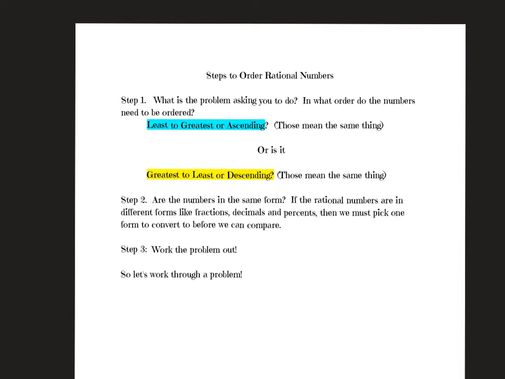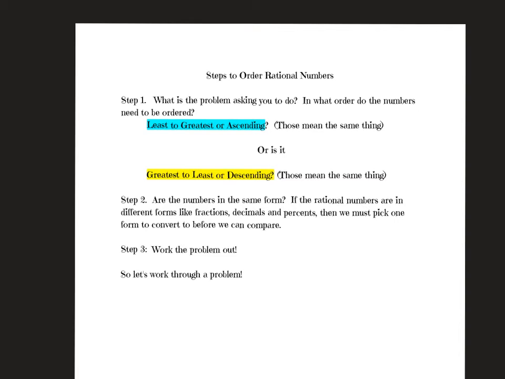So step 2, are the numbers in the same form? I can tell you in 6th grade, most of the numbers will not be in the same form. They will not all be fractions. They will not all be decimals. They will not all be percents. And so we want to pick one form and convert the numbers to the same form because that's really the only way we can compare and see which one is greater, which one is less.